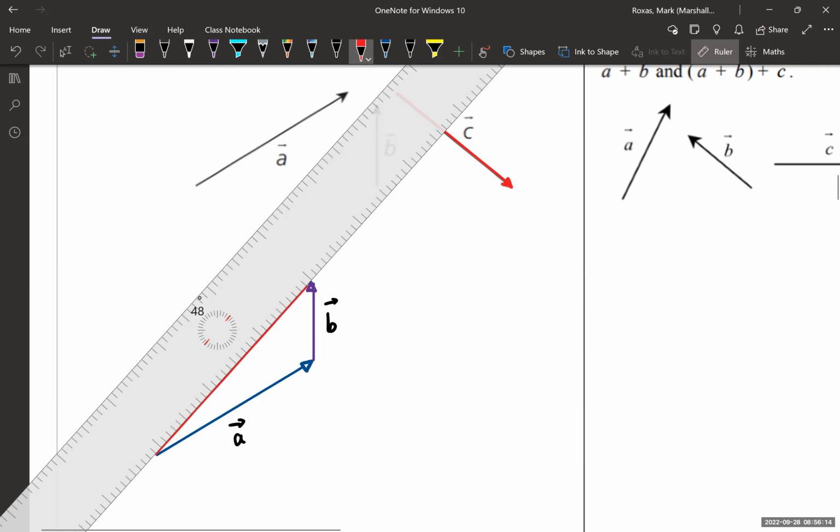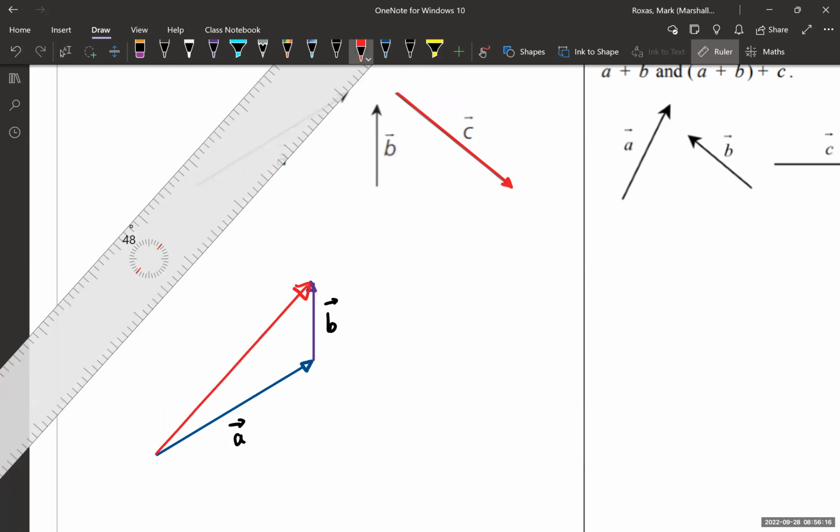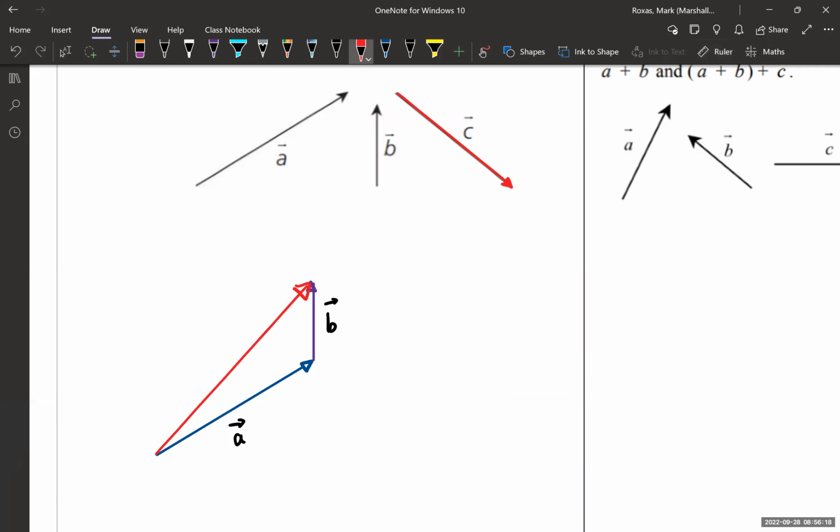So in this red color, I'm drawing the resultant vector. When I add A plus B, the resultant is connected from the tail of A to the head of B, and that's called vector R, or I could say that's A plus B. A plus B equals vector R, the resultant.